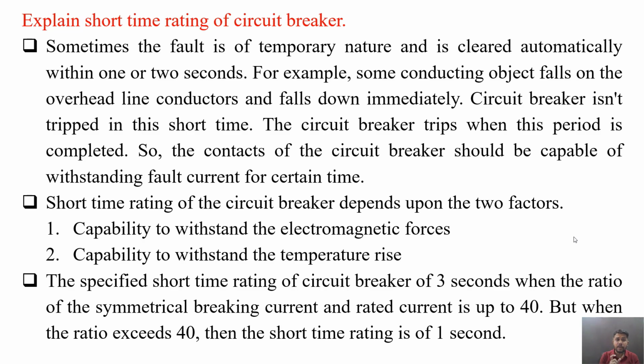Short time rating of the circuit breaker depends upon two factors. One is the capability to withstand the electromagnetic forces produced by this type of short circuit or fault, and the other is the capability to withstand the temperature rise during this time period. The specified short time rating of a circuit breaker is 3 seconds when the ratio of the symmetrical breaking current and rated current is up to 40, but when the ratio exceeds 40, then the short time rating of the breaker contacts is 1 second. So this is how a short time rating of a circuit breaker is explained.